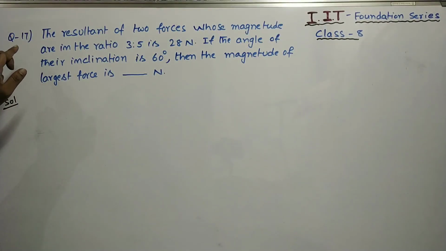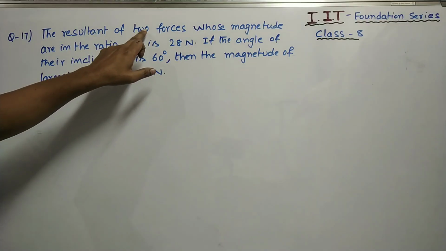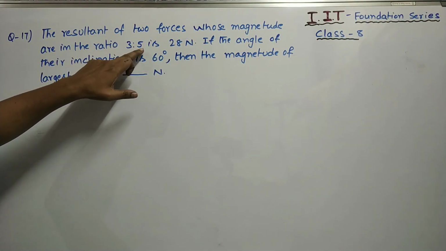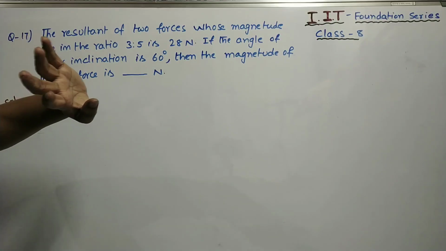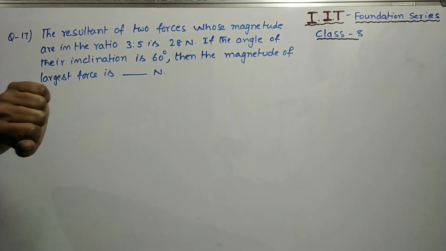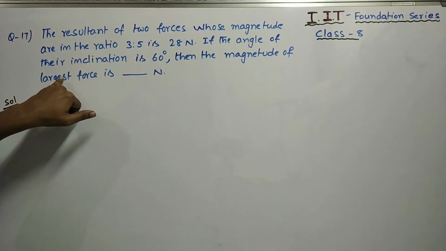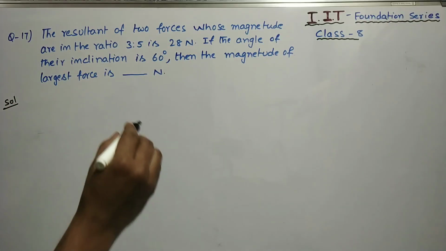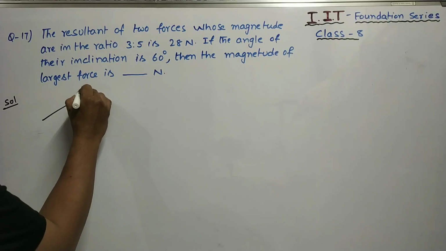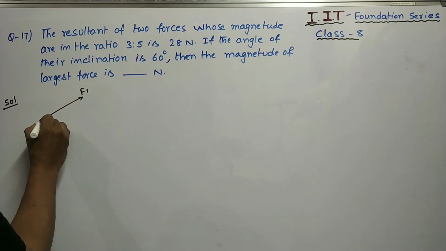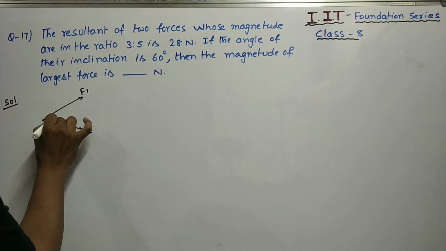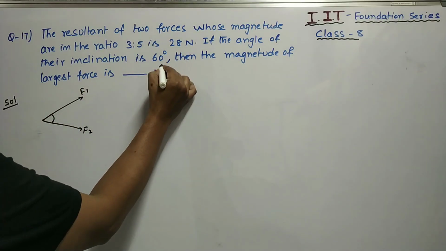The 17th question. The resultant of two forces whose magnitudes are in the ratio 3:5 is 28 Newton. If the angle of their inclination is 60 degrees, then the magnitude of the largest force is. What is given? There are two forces, this is F1 and this is F2. The angle of inclination between them is given, which is 60 degrees.